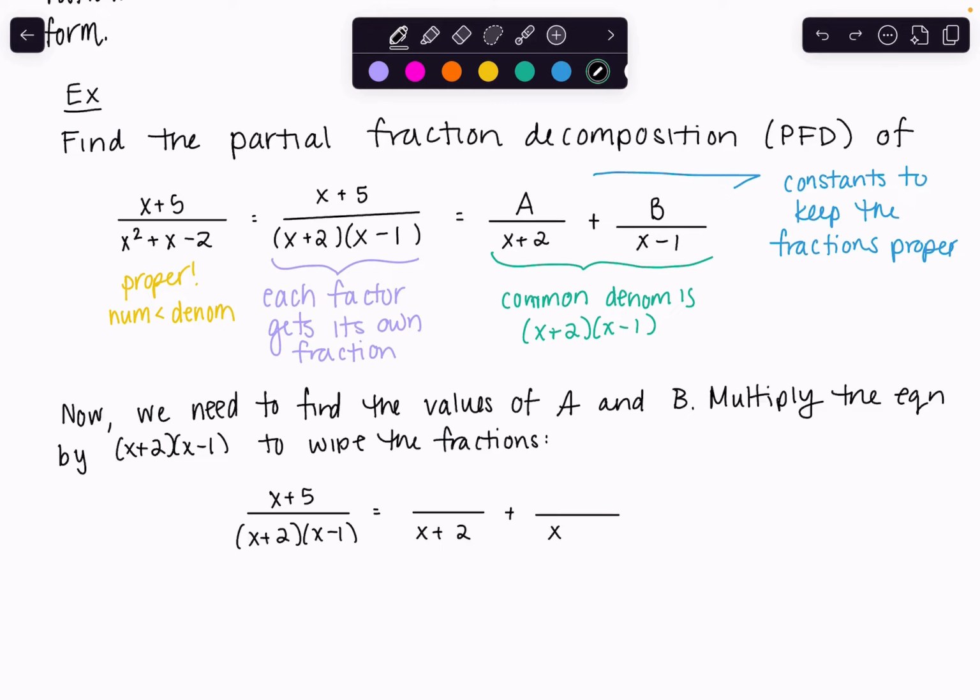I keep wanting to put plus 1 there. And then to keep this proper, first degree polynomials in the bottom should get 0 degree in the top. And now I want to take this whole thing and I want to multiply by x plus 2, x minus 1.